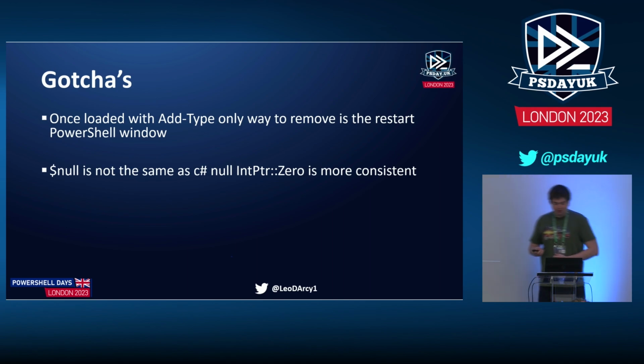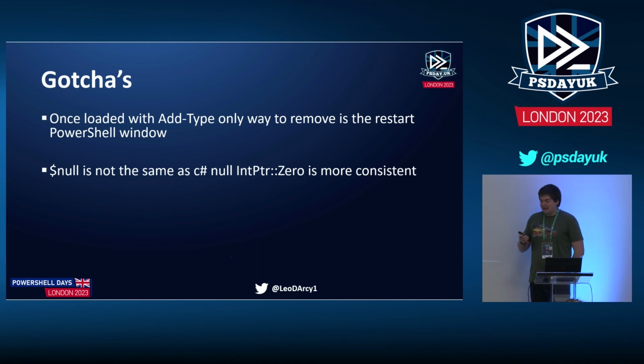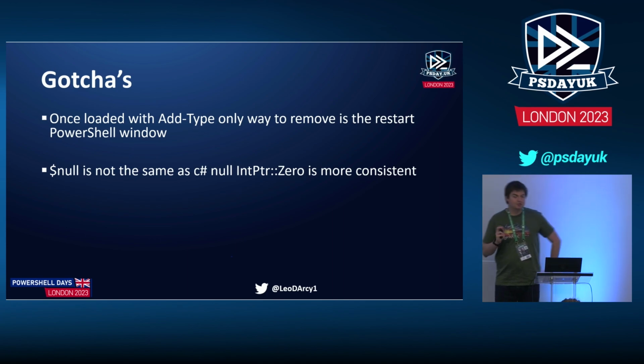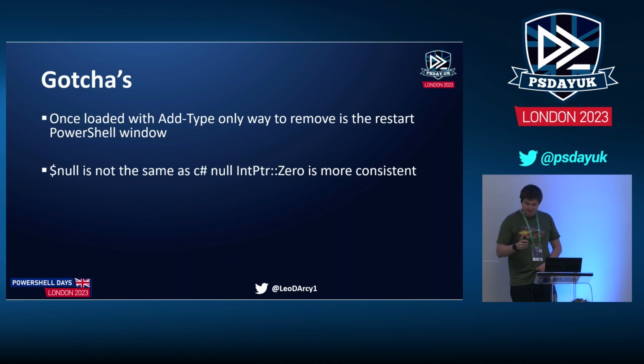As I previously mentioned, null is not the same as a C# or a C null. Int pointer 0 is much more consistent in that approach. I've put a little demonstrator program of that in the GitHub repo as well, called "null is fun" or something, because I had a couple of beverages at that point.